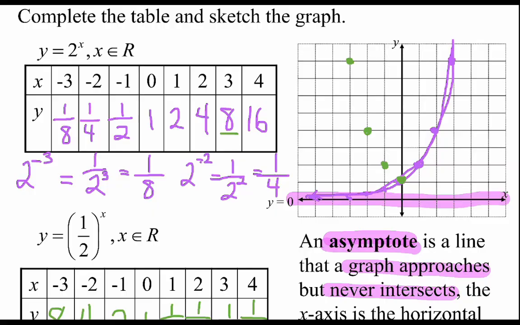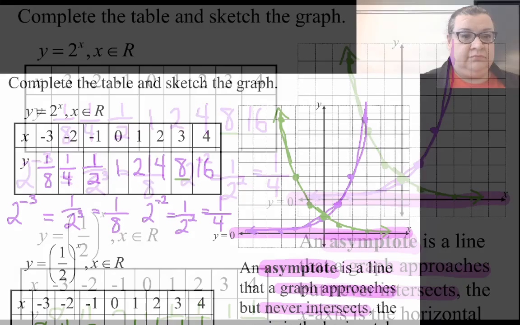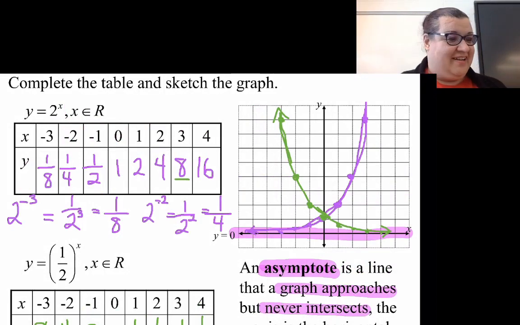And then as we get into the positive x's, this is where we're getting the tinier and tinier fractions: a half, a quarter, an eighth, and a 16th. And we're getting the exact same shape of the function, only the mirror image of it. So like that. Okay? Make sense? All right.